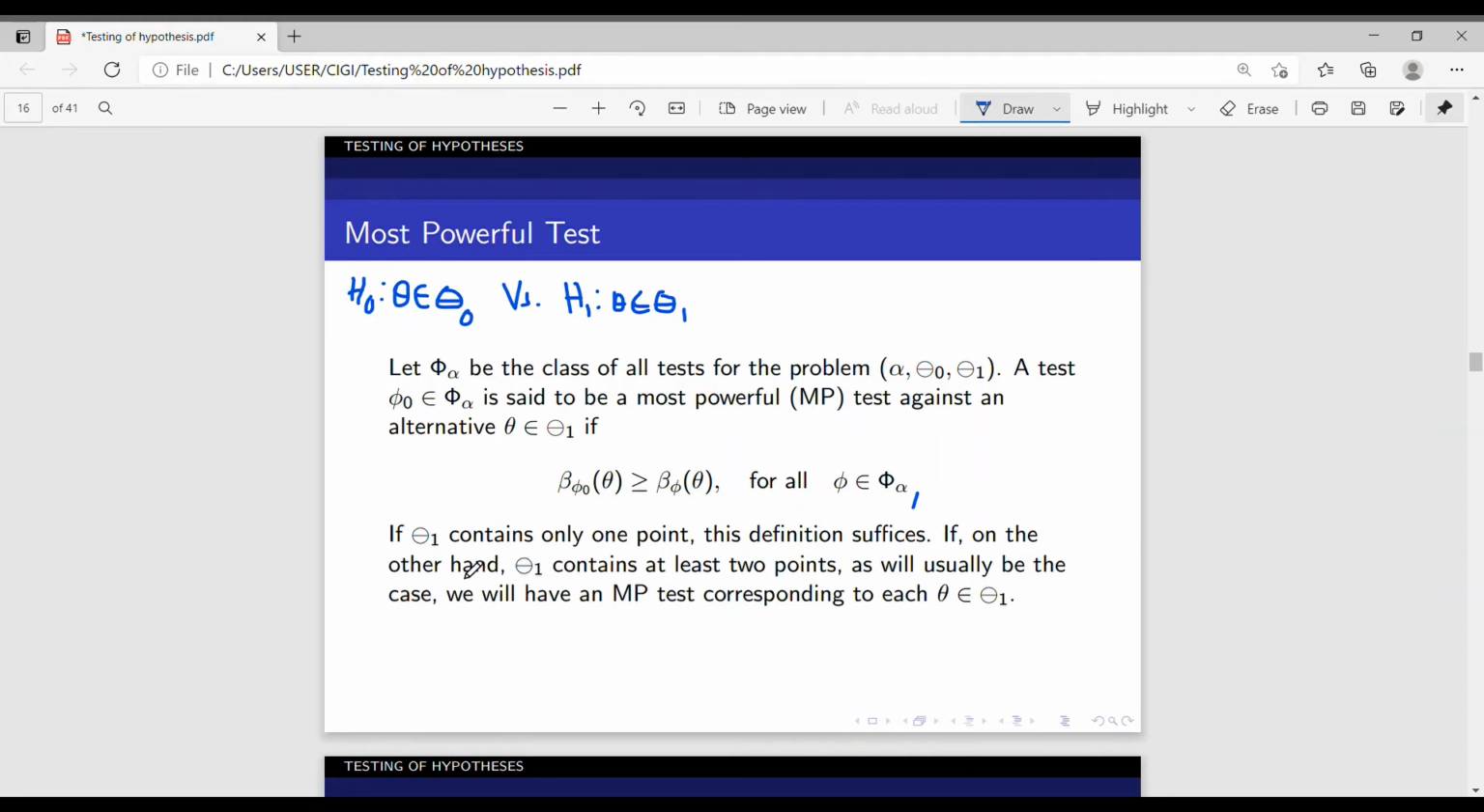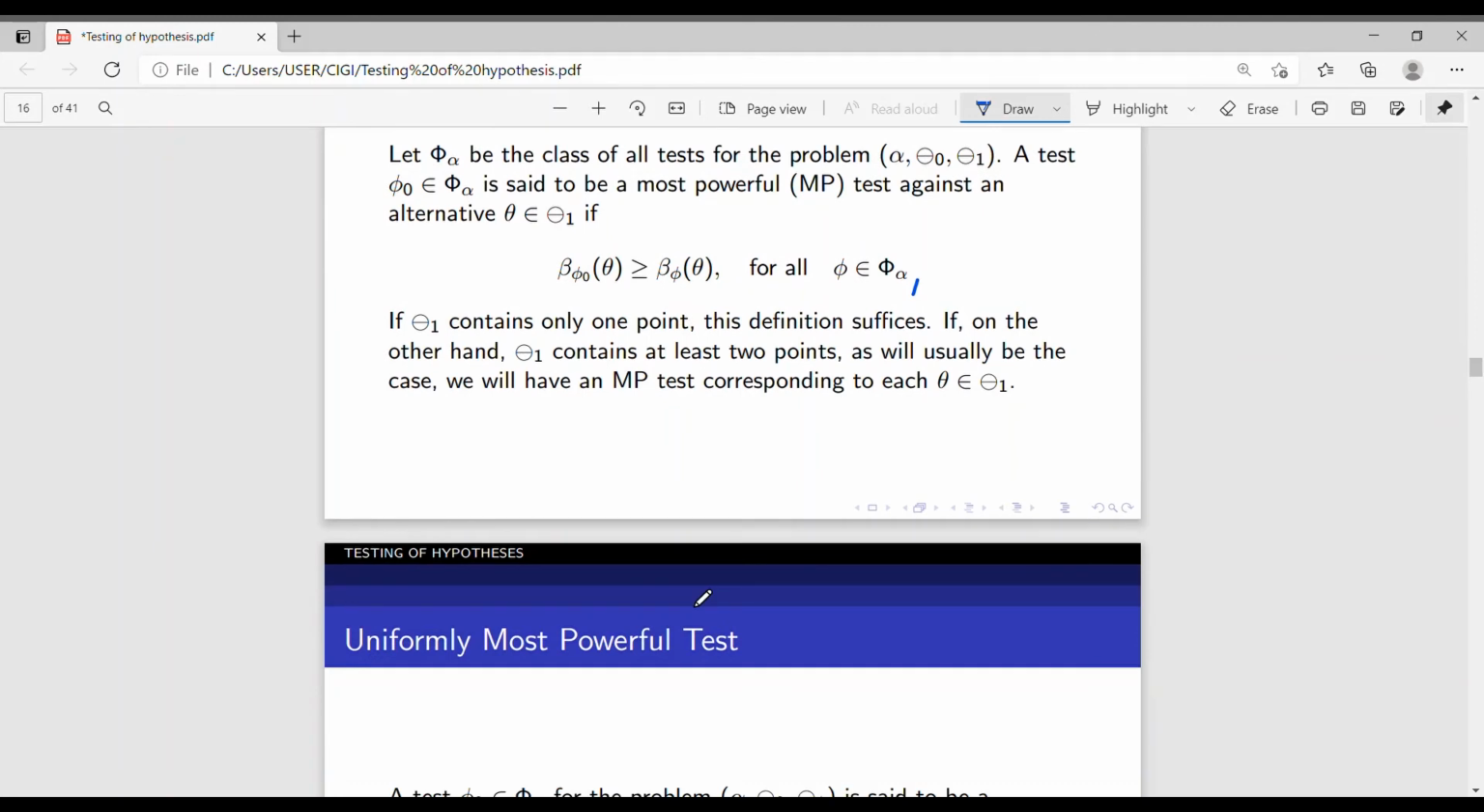If, on the other hand, theta 1 contains at least 2 points, as will usually be the case, we will have an MP test corresponding to each theta in theta 1. So if theta 1 contains only 1 point, then we will find a single most powerful test. If theta 1 contains more than 1 point, then for each theta in theta 1, we will be able to find a most powerful test. Corresponding to each theta in theta 1, we can find a most powerful test. Okay.